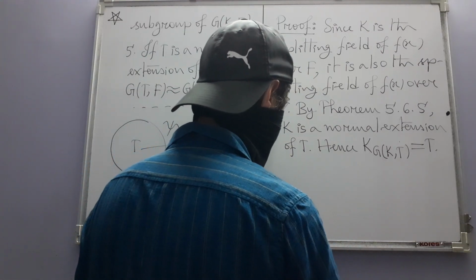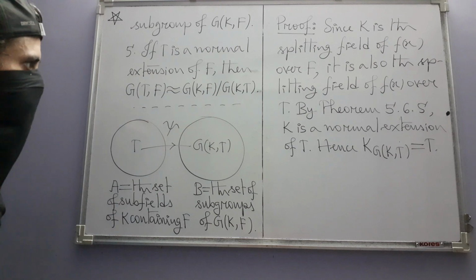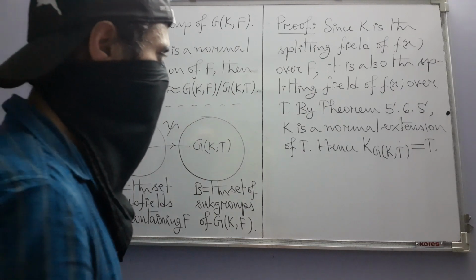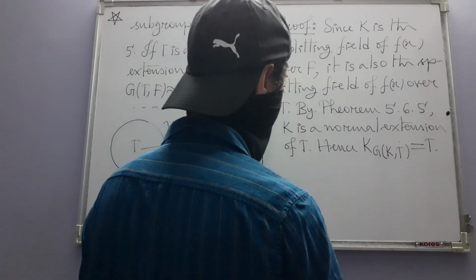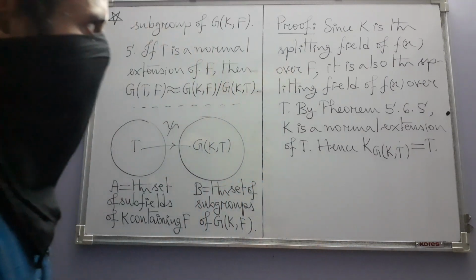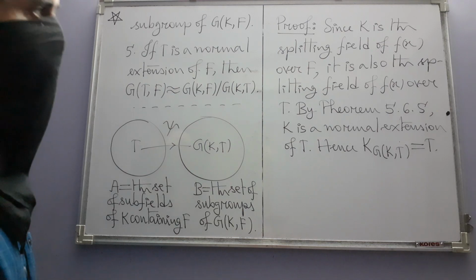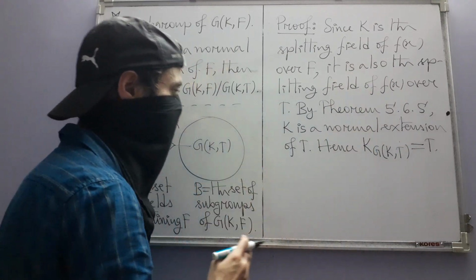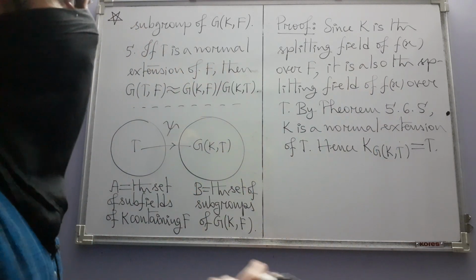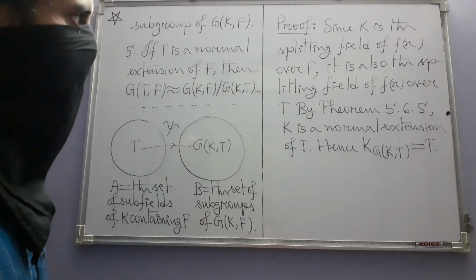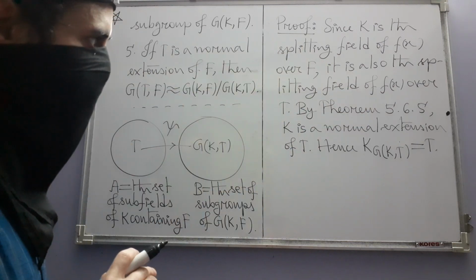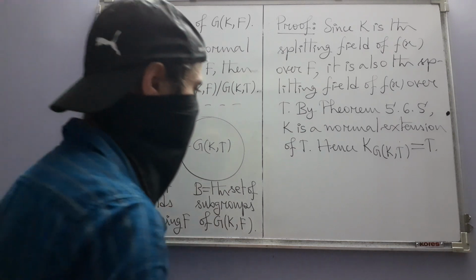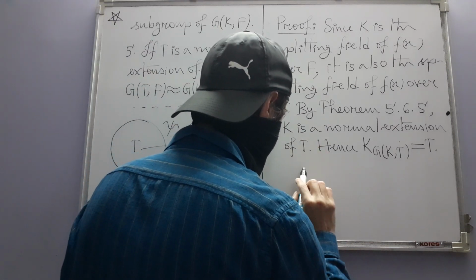Now we see what we have to do in part 2. In part 2, we have that subgroup capital H. So part 2 starts by considering the fact that K is a normal extension of F also. In fact, for that we need not write all these things. Already it is given that K is the splitting field of f(x) over F. So again by theorem 565, that itself tells us that K is a normal extension of F.